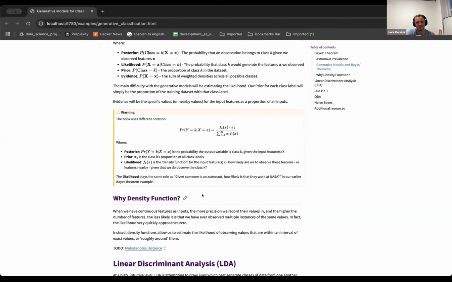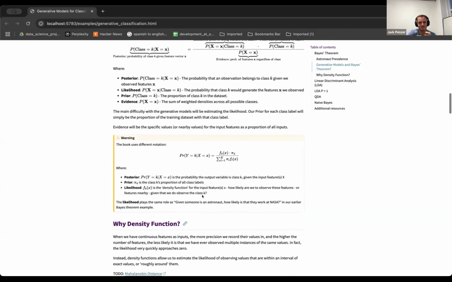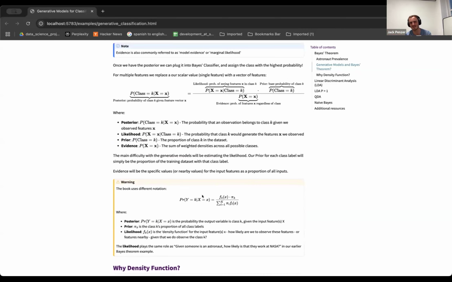Why do we use a density function instead of just exact values for features? This is probably a good time for me to take a breath and ask an open question: why are we talking about density functions here instead of exact values for features?